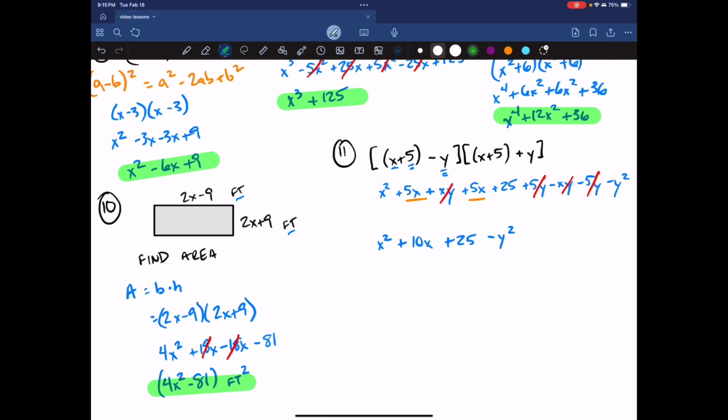All right, so sometimes there is no order to this. So this is what we're looking at. This is my answer. As long as all your terms are there and the signs match up, that's all you really need to concern yourself with.